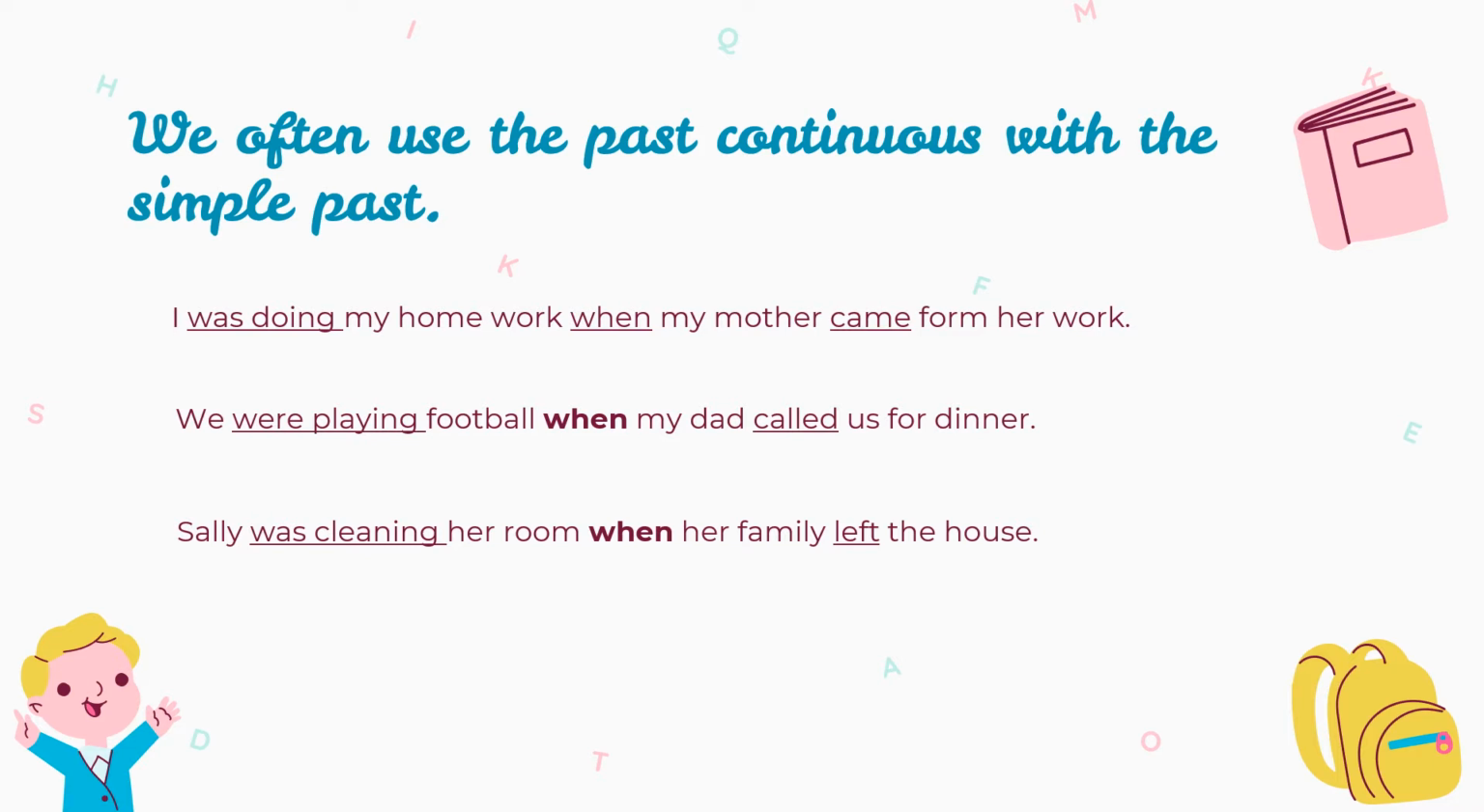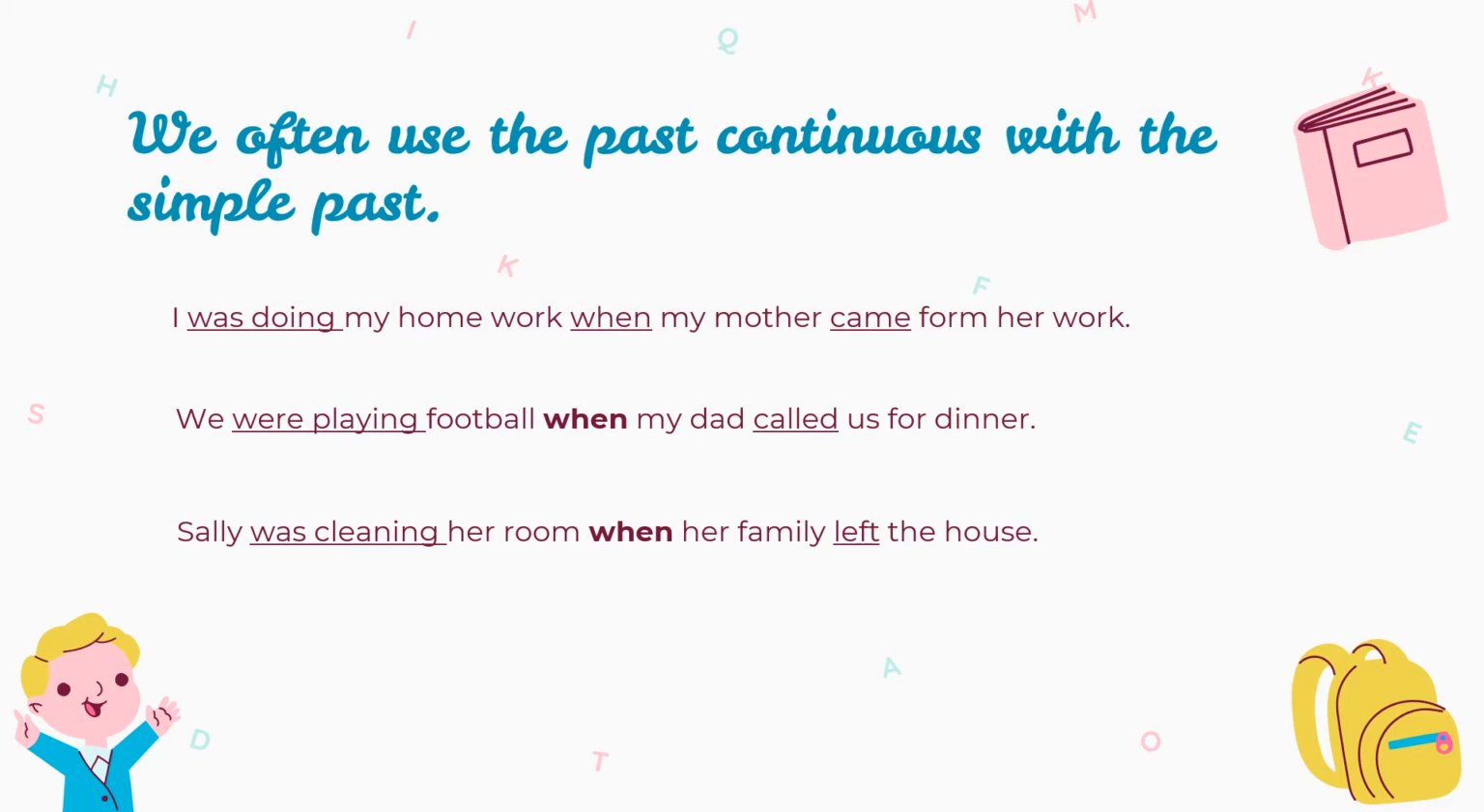So if you take a look at these sentences, we have connected two verbs using the word when, and these two verbs are in two different tenses. The first verb is was doing, and the second one here is came. Here we have were playing, and here we have called. Here we have was cleaning, and we have left. So we are joining two verbs in two different sentences by using the word when.